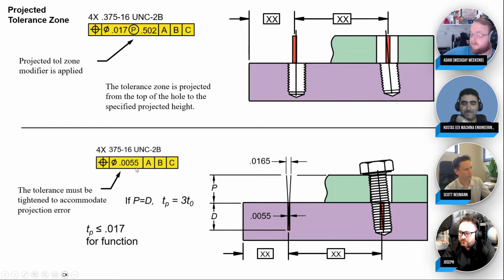Well, why are you tightening my tolerance? Well, you might be tilted. Well, how about you don't judge me on what might happen? How about you judge me on what did happen? Yeah, and that's exactly what the clever thing with the projected tolerance zone is. Judge the real part and look, will it be in the right spot? Will the bolt be in the right spot? That's what we really care about.